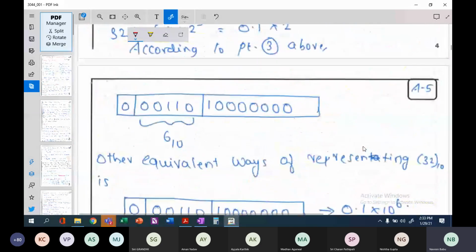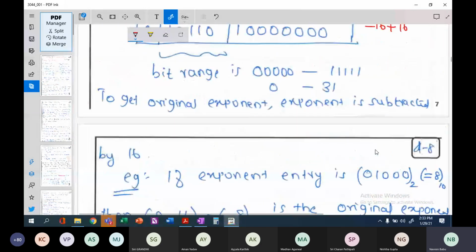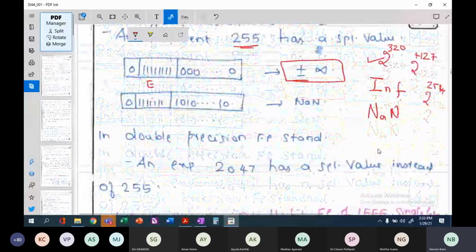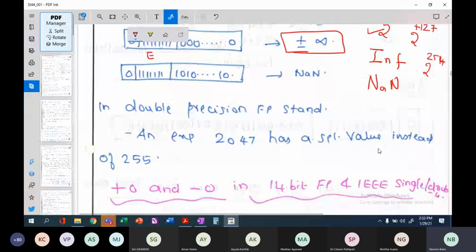One minute. Okay, just accidentally it moved away.